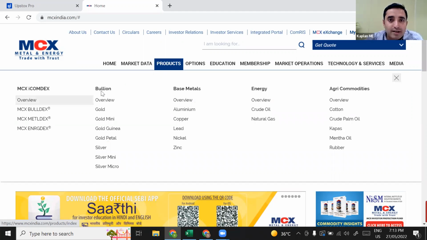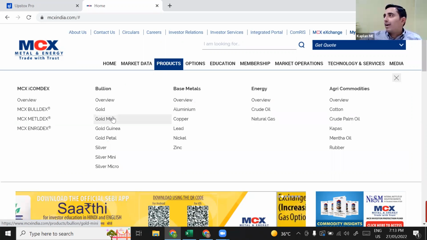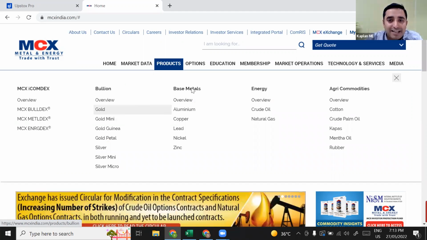So there is bullion. Bullion is generally your gold and silver. It's basically precious metals. So there is gold and silver, and in different sizes. Now gold, you can have different contract sizes. Okay. There are base metals that you can trade: aluminium, copper, lead, nickel, zinc.